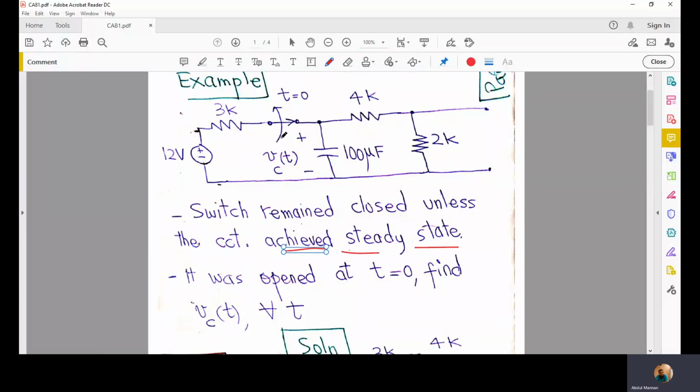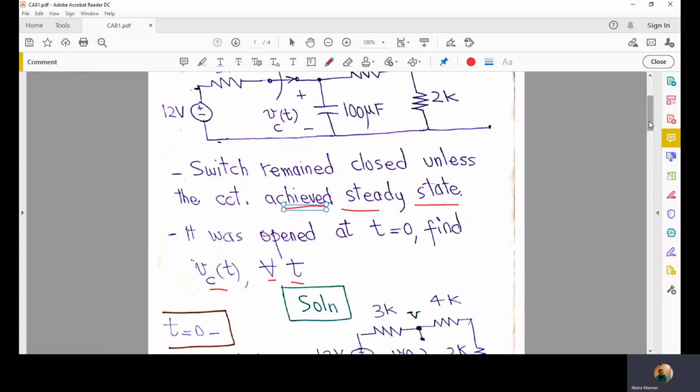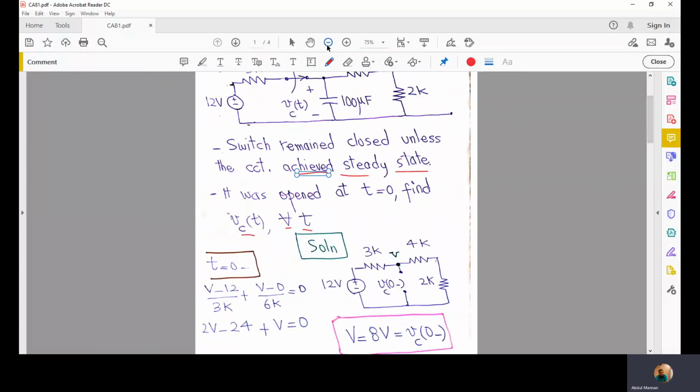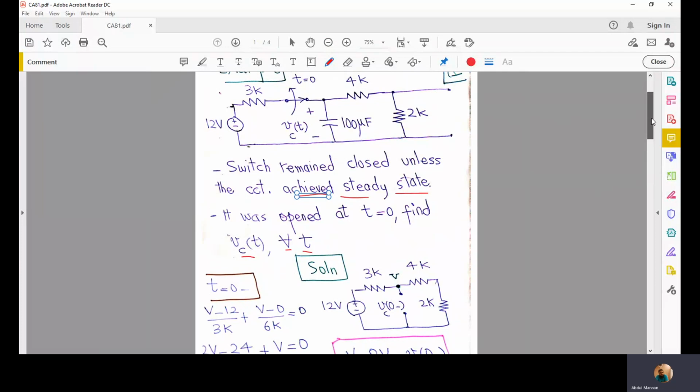Here the switch is closed until the circuit achieves steady state, and then it is opened at time t equal to 0. And then we have to find Vc of t for all time t after t equal to 0. So for this solution, we have been studying that first we will analyze this circuit for its transient behavior.